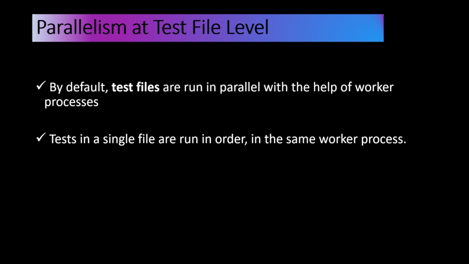Now talking about parallelism at test file level, which is the default behavior of Playwright. By default, test files are run in parallel with the help of worker processes. We'll soon talk about worker processes. Test files is a place where we write the test cases in Playwright. So by default, when we run test cases in Playwright, it assigns individual workers to the individual files and runs them parallelly. And what happens to the test cases within that particular file? Test cases within that particular file run in the sequential order. So let us try to understand the same.